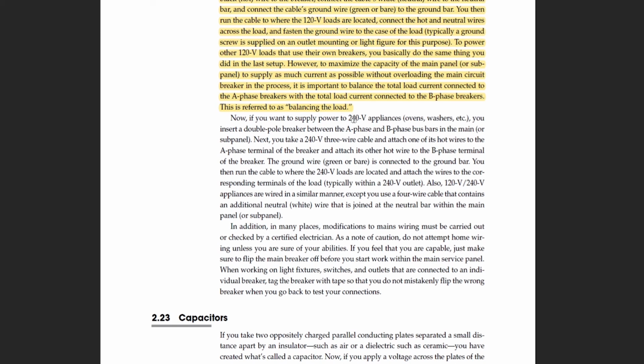Next, you take a 240-volt 3-wire cable and attach one of its hot wires to the A phase terminal of the breaker and attach its other hot wire to the B phase terminal of the breaker. The ground wire is connected to the ground bar. You run the cable to where the 240-volt loads are located and attach the wires to the corresponding terminals of the load. Also, 120/240-volt appliances are wired in a similar manner, except you use a 4-wire cable that contains an additional neutral wire that is joined at a neutral bar within the main panel.